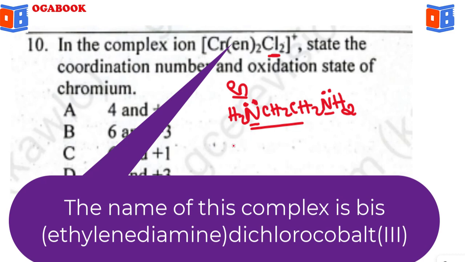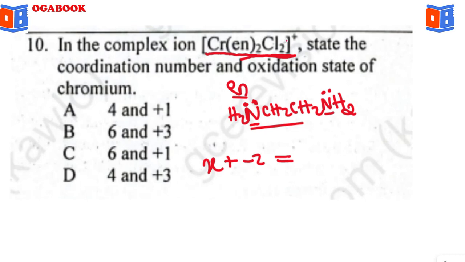Now for the oxidation state, we are going to sort out the oxidation state of chromium in this complex. Making this X, we have X plus minus 2 equal to the overall charge, which is 1. The minus 2 is for the chlorine. Ethylene diamine is 0 because it is neutral, so our X will equal positive 3. And to this effect, our answer is B.